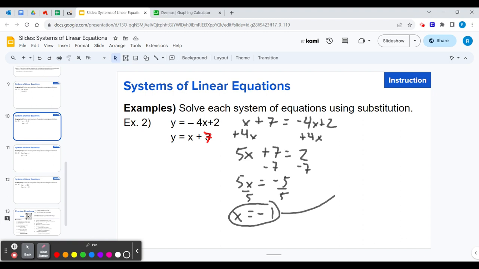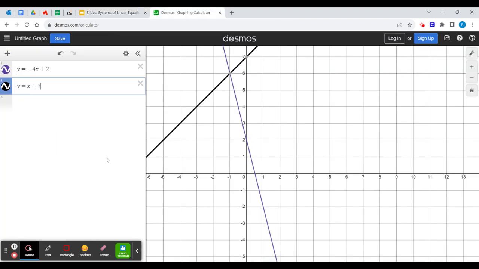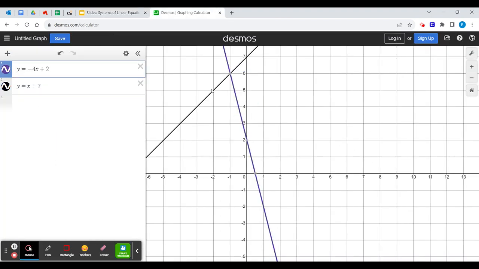Now we got to plug it back into one of our equations. Let's just take it as y equals x plus 7. So in this case, we'll take y equals negative 1 plus 7. And that means that y equals 6. And that gives us a solution of negative 1, 6. And I'll throw a box around that just so we have that nice and clean. And if we wanted to go and check with Desmos, if we graphed it here, you can see that our lines intersect at negative 1, 6. So we're good there.